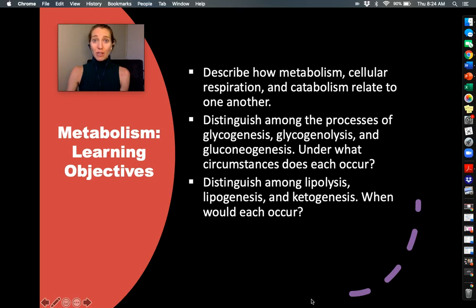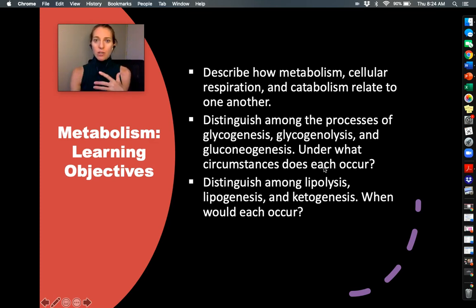This video is going to focus on metabolism. And one of the things that I want you to be able to do early on is to be able to distinguish metabolism from cellular respiration as well as catabolism. They're all interrelated, but I want you to be able to distinguish among those. I'm also then going to look at metabolism of carbohydrates, metabolism of lipids, and then metabolism of proteins.